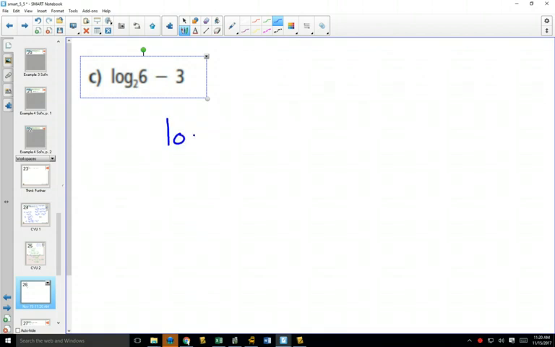The only thing I know how to do is if I'm subtracting logs. And the only way you can subtract logs and put them together is if the bases are the same. So my question is, could I write this 3 as log 2 of something? What would I have to put here to make this equal to 3? If I put 1.5, is log 2 of 1.5 equal to 3?